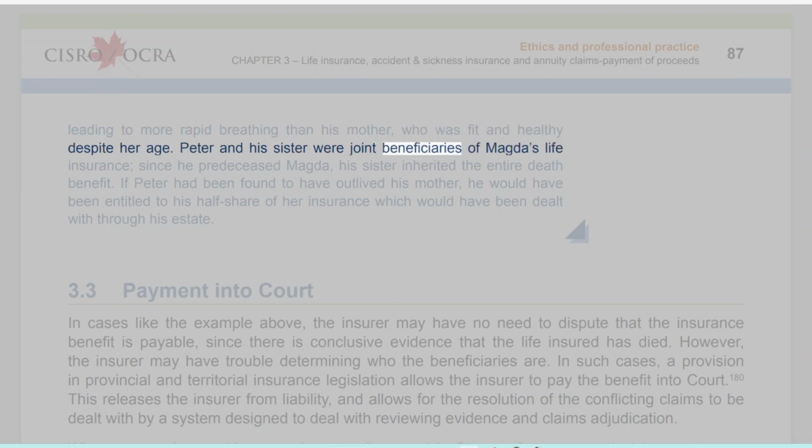Peter and his sister were joint beneficiaries of Magda's life insurance. Since he predeceased Magda, his sister inherited the entire death benefit. If Peter had been found to have outlived his mother, he would have been entitled to his half share of her insurance, which would have been dealt with through his estate.